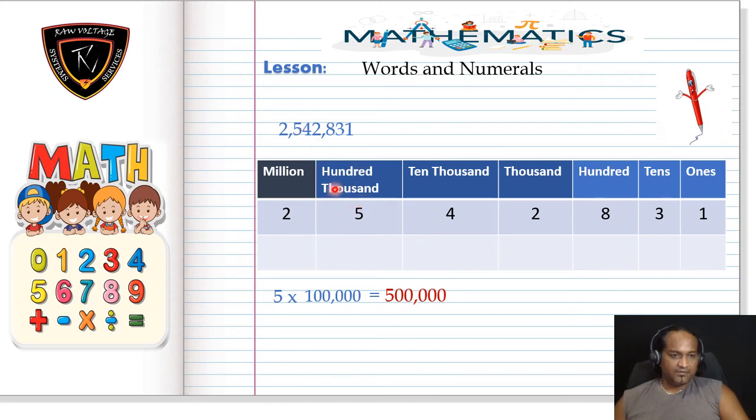Next example, what is the value of the 4? The 4 is in the 10,000 place. So it's the 4 multiplied by 10,000. And that's how we get 40,000. And the same thing goes for the 2. What is the value of this 2? Well, this 2 is in the thousands place. So it is 2 multiplied by 1,000. That's how we get 2,000.